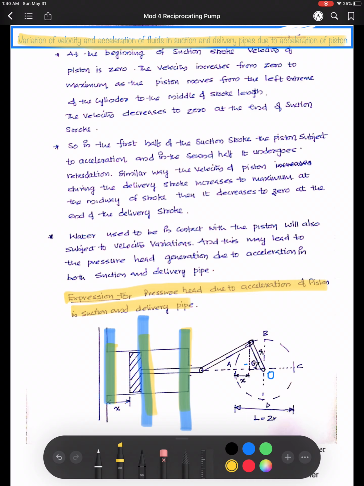Now you need to understand this. Due to this acceleration of the piston, there will be variation of velocity in the suction pipe as well as in the delivery pipe. Due to this variation of velocity, there will be difference in the pressure head. We are going to derive an expression for that. Now, please understand the figure very carefully. X is the displacement of the piston, and it is shown on the figure. Displacement of the piston means the distance traveled by the piston rod inside the cylinder when the crank rod moves an angle theta for a time t. Understand that. I'll go into the next page.